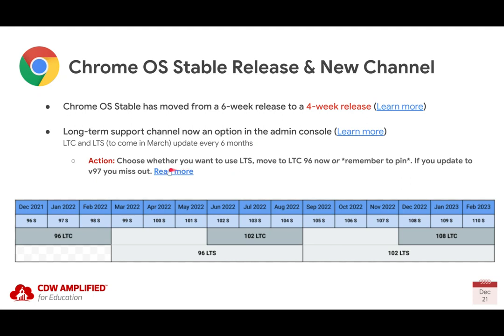There's an excellent help document on the blog post link and then in the read more here that talks about LTS. But the key for now is if you want any of your devices to be in this long-term support channel, they cannot update to 97. So we have to pin them to 96 or switch over to LTC now, and if we don't do that, then we miss out until 102. So if it sounds interesting, you need to make sure that you pin them at 96, because if they get to 97, then they can't be in 96 LTS, if that makes sense.